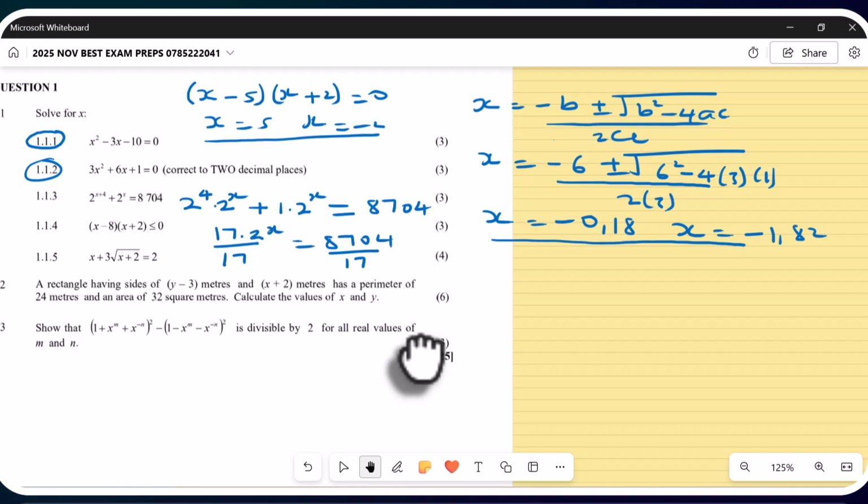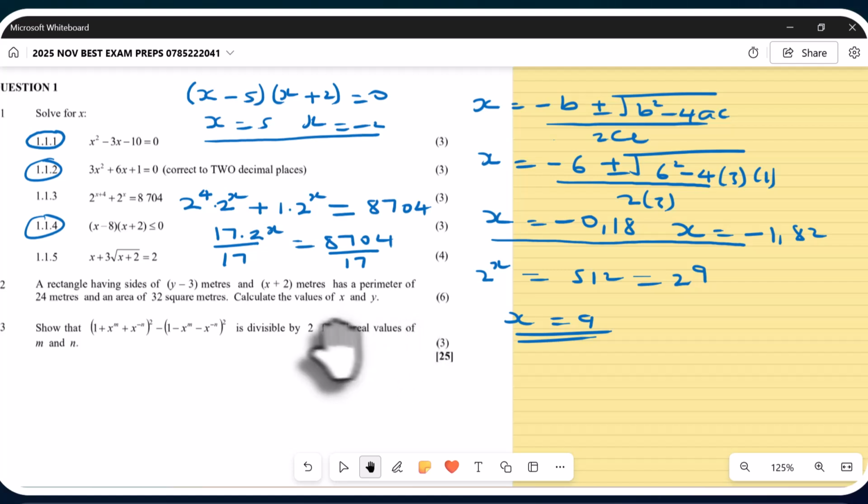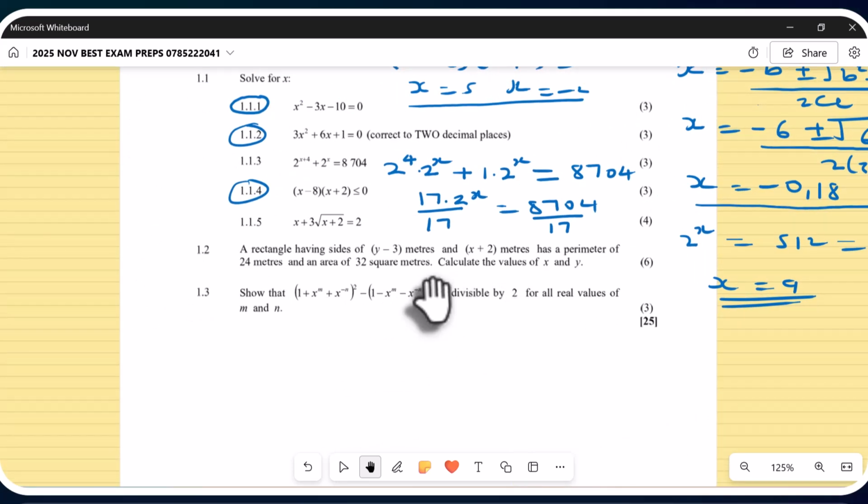Now next question here, again, inequality. Like we said before, let's get our critical values. Because of the 0, it is easy to get the critical values here. We are doing 1.1.4. We say x equals 8, our critical value, and also x equals negative 2. Now, if you multiply x times x, you get x squared, so it's going to be a positive oriented parabola, meaning the shape would be like this.